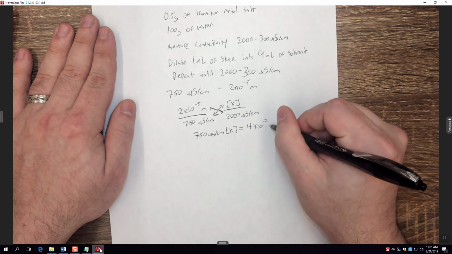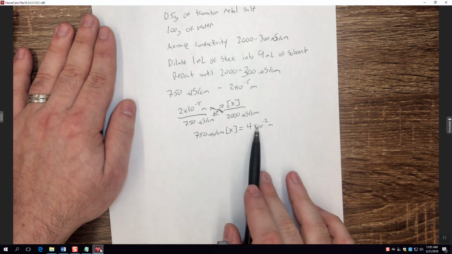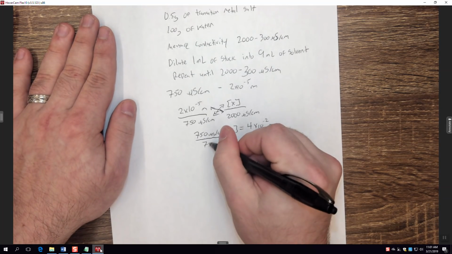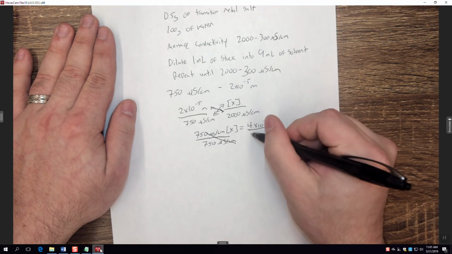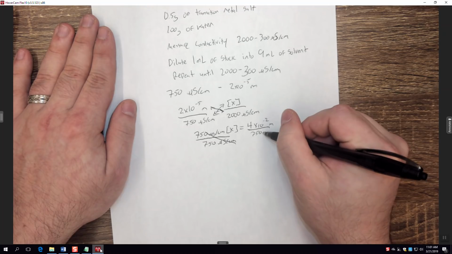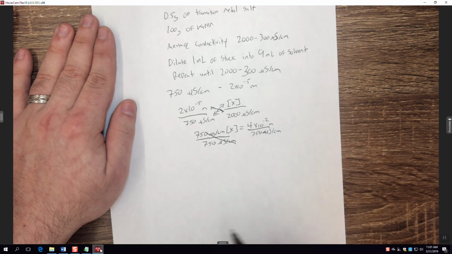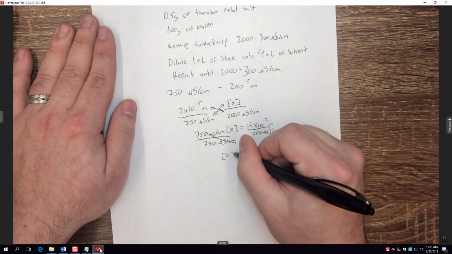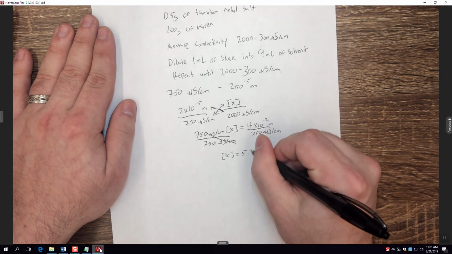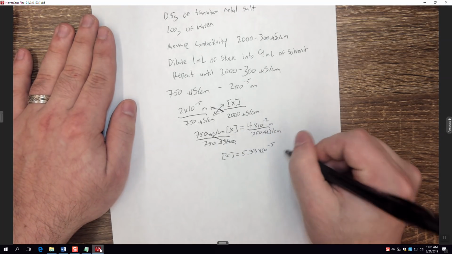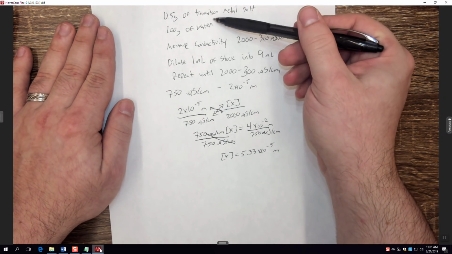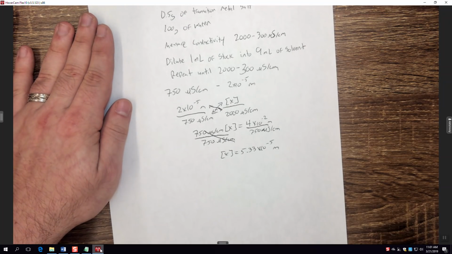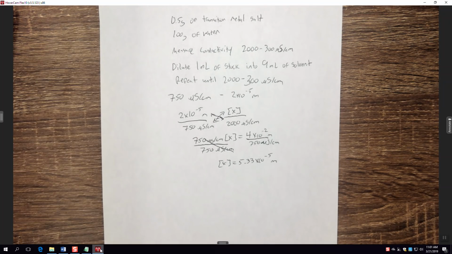So it's 2 times 10 to the minus 2. If we take both sides of this equation and divide by 750 microsiemens per centimeter, we'll find that our concentration X is equal to about 5.33 times 10 to the minus 5th molal. So now we can use our stock solution and dilute it to a concentration of 5.33 times 10 to the minus 5 molal using our dilution equation.